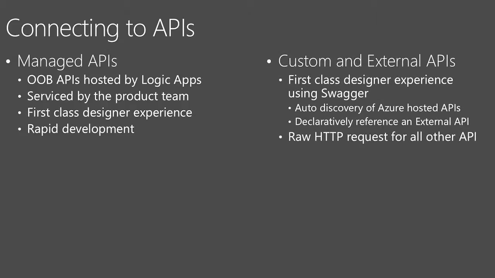Custom and external APIs. We provide a first-class designer experience for all those that provide Swagger. Swagger gives us the ability to interpret what the API is supposed to look like, and we can do an auto-discovery of those APIs that you already have hosted in Azure. You can declaratively reference an external API using Swagger, and we'll get that first-class experience as well. For those endpoints that don't have any Swagger, we can still reach out to those using raw HTTP.